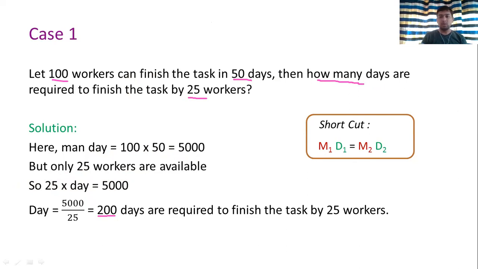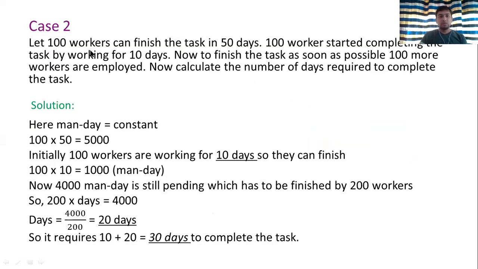Now let us see case number 2. Now this is important. 100 workers can finish a task in 50 days. The 100 workers started completing the task by working for 10 days. Now to finish the task as soon as possible, 100 more workers are employed. Initially there were 100 workers and after that 100 more were employed, so the total number of workers will be 200. Now calculate the number of days required to complete the task. Simply, it's a man-day concept.